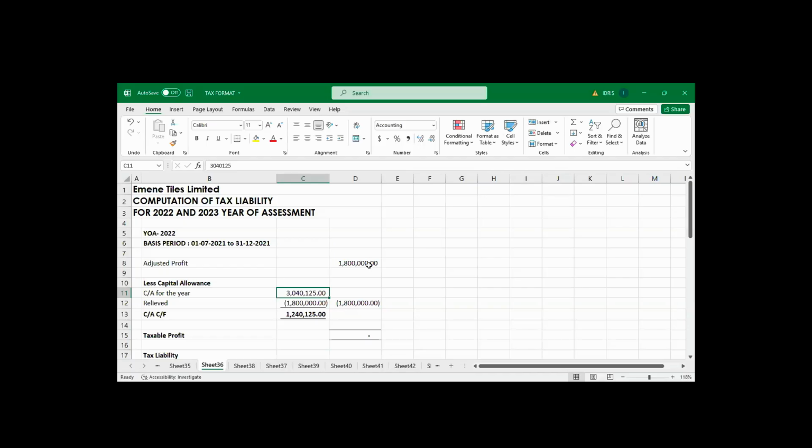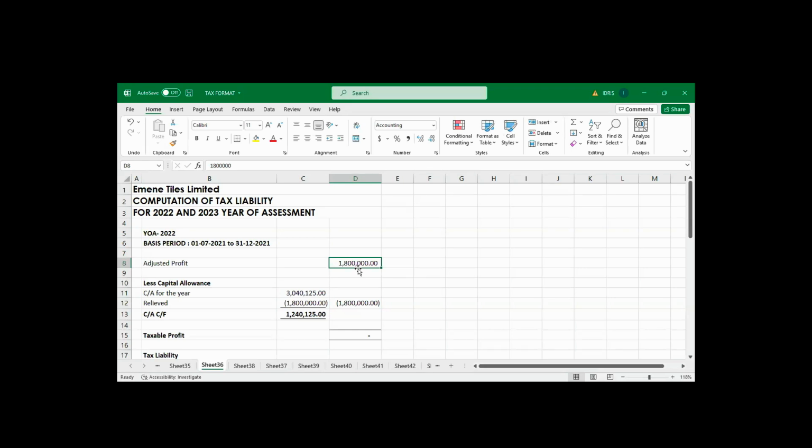Ladies and gentlemen, Emini Ties is a manufacturing company. Restriction does not apply to manufacturing and agro-allied companies. So what will we do? Since the profit we have is 1.8, how much is the maximum capital allowance we can claim for 2022 year of assessment? 1.8. We cannot restrict for this company because they are a manufacturing company. So 1.8 is the maximum capital allowance we can claim.